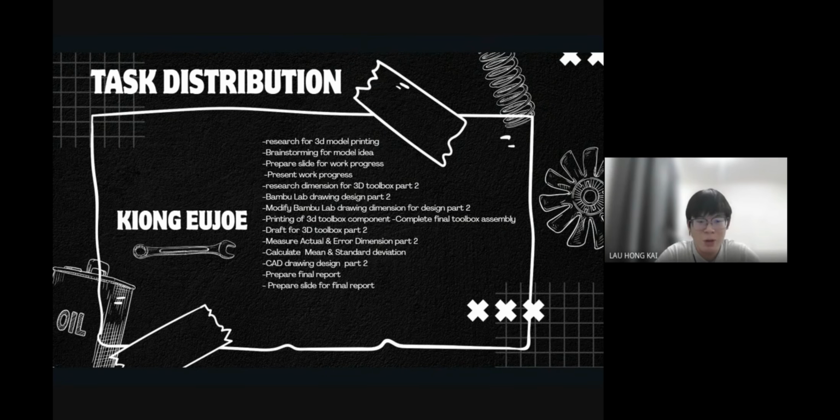And the next member will be Kyung Yujo. He researched the 3D model printing and prepared the slides for work progress and also presented in the class. And he researched dimensions for the 3D toolbox for part 2, which is the small drawers, and also drew it in Bamboo Labs and modified the dimensions of part 2. And he also printed the 3D toolbox components in the faculty and completed the final toolbox assembly.